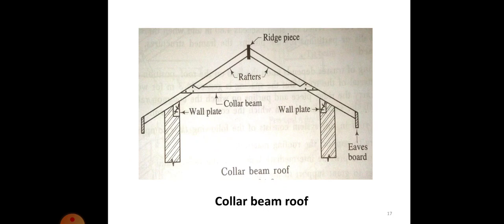So here you can see there is a horizontal beam again, but unlike the coupled close roof, in this case the collar beam is raised to a little higher position. One advantage of this is that it reduces the amount of material required for the beam, as well as it provides sufficient height for the roof. So this is a collar beam roof.